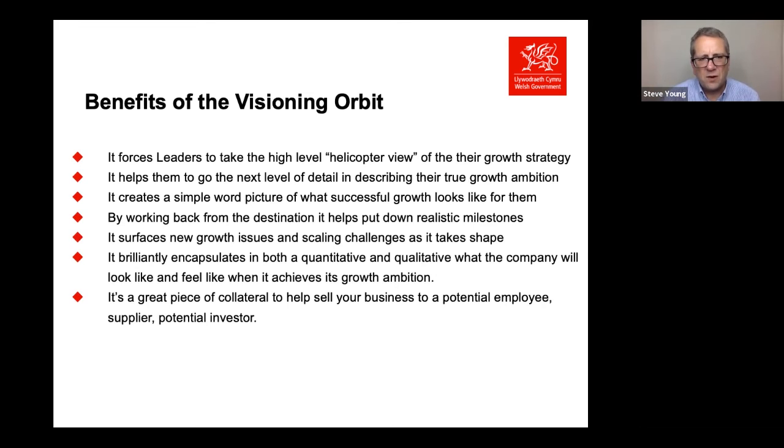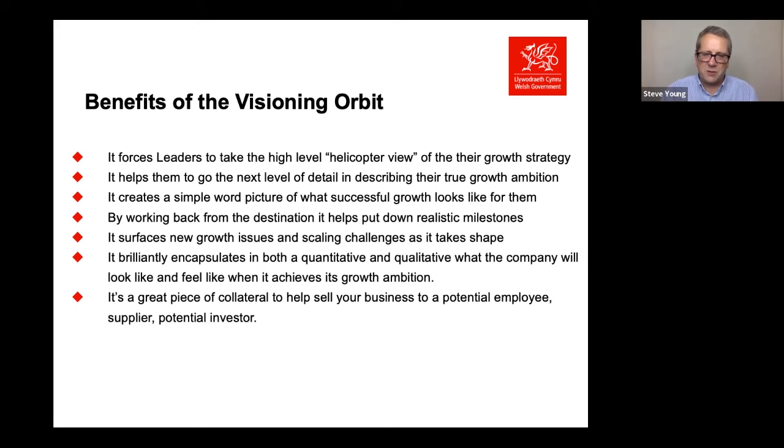So, benefits of the visioning orbit. First of all, it forces leaders like you to take the helicopter view on their growth strategy. Sometimes if you're the leader, or you're looking for funding, they'll say, what's your growth story? And you need to be able to articulate that with confidence and clarity from a high level. This allows you to do that.